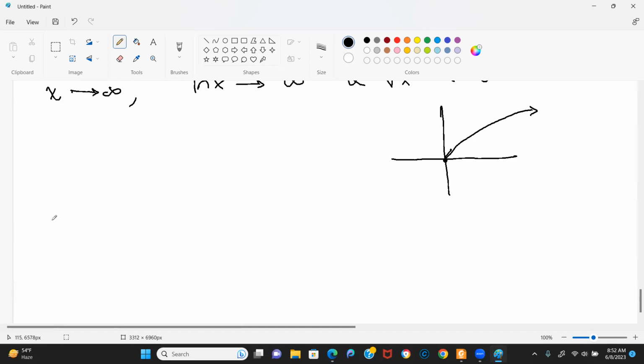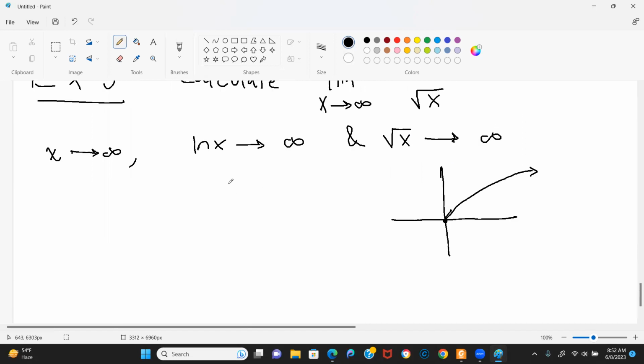All right, so it's not clear though. I mean, let's look at the graph of ln x. It kind of goes like that.